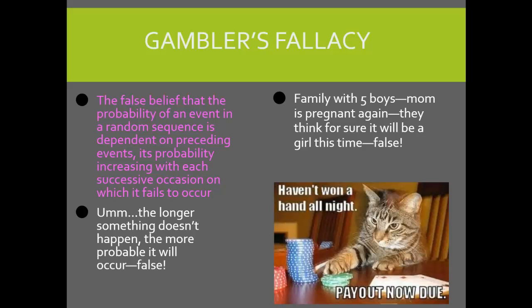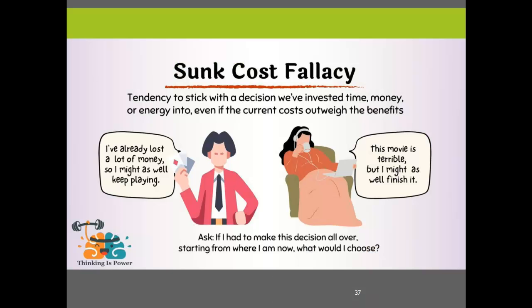That's not actually true. Another example: a family with 5 boys, mom is pregnant again. They think for sure it's going to be a girl this time, but not necessarily. It's still a 50-50 chance that she's going to have a boy or a girl. It's like if you flip a coin 100 times and the last 10 times were tails, the next time they think, okay, it's for sure going to be heads this time. No, it's still a 50-50 chance that it's going to be heads or tails. So that's the gambler's fallacy.